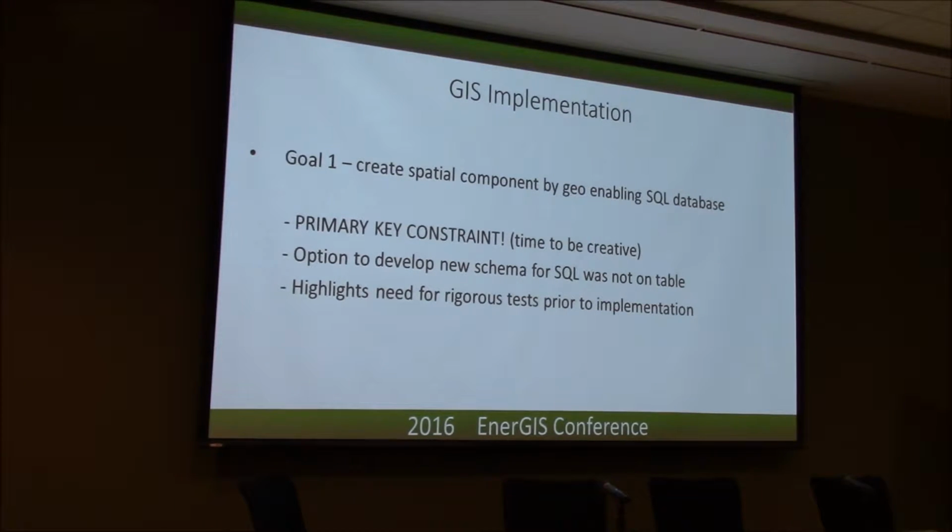So, we start out with goal 1, after the Access database was migrated into the SQL. It was the GIS turn to step up to the plate. The first thing we were planning on doing was to create a spatial component by geo-enabling the SQL database. But right off the bat, boom, there was a primary key constraint. In SQL, the old Access attribute schema was such that the primary key was already taken, so you couldn't just directly geo-enable that database.